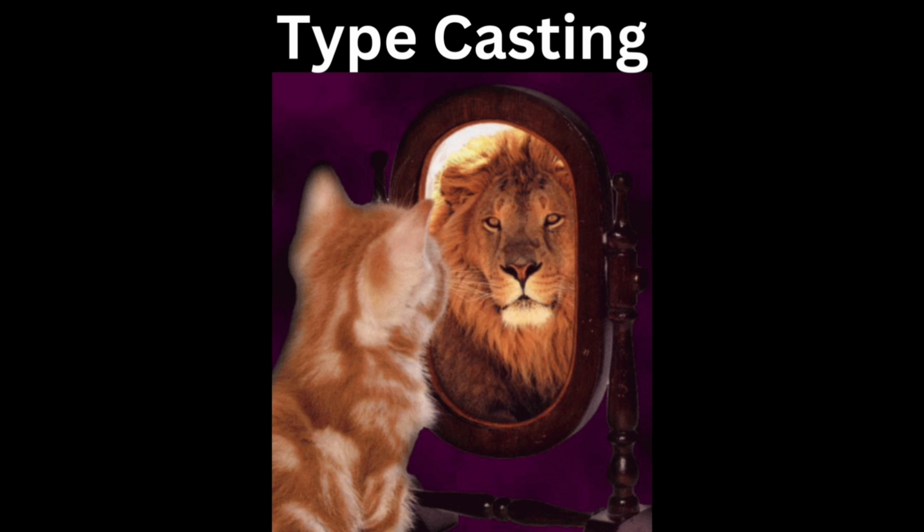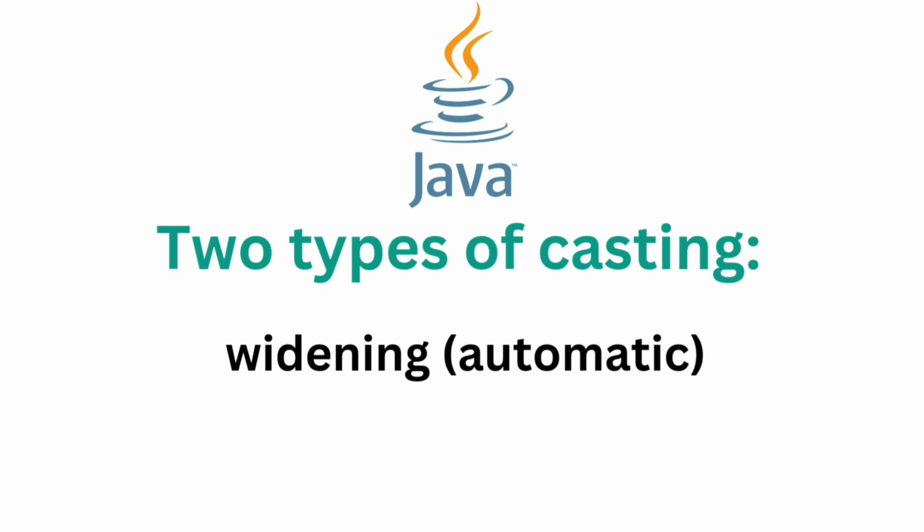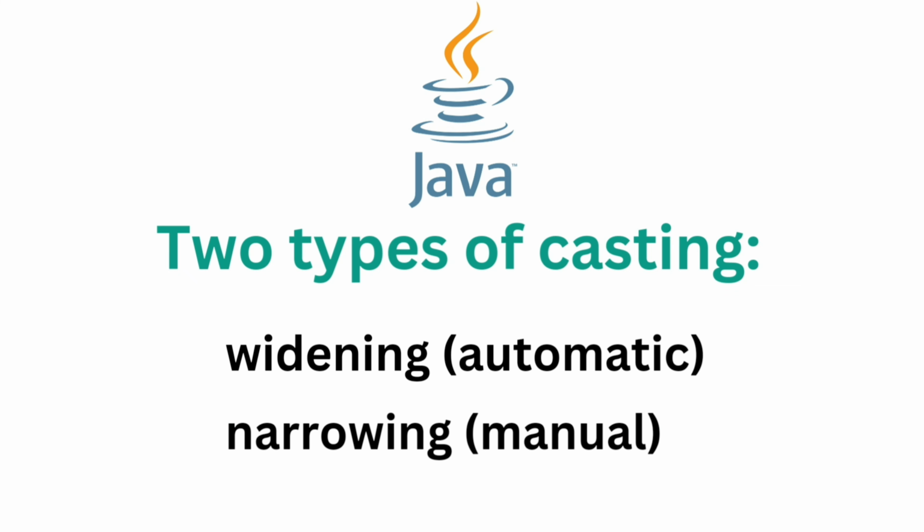Imagine you have a cat and you want it to act like a lion. Typecasting is kind of like that. It's converting one data type into another manually. In Java, we have two types of casting: widening automatic and narrowing manual.